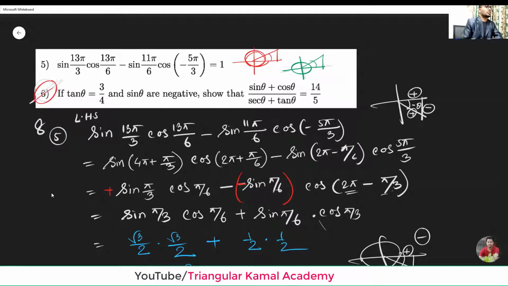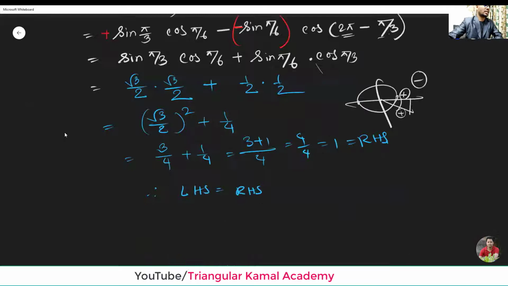Tan theta is equal to 3 by 4, and sine is negative. Sin theta is negative, so we have to identify where tan is positive, because this value is positive but sin is negative. First step, we have to identify the quadrant. Then we will apply the values of tan theta, sin theta, cos theta, and sec theta. First step, we have to identify in which quadrant tan is positive but sine is negative.